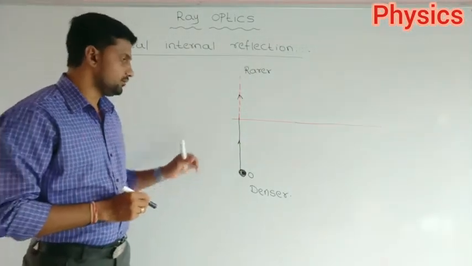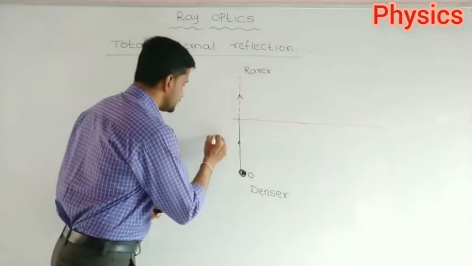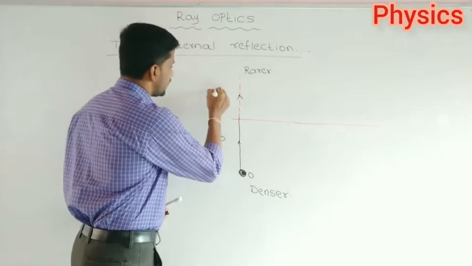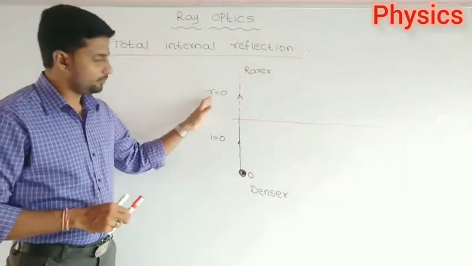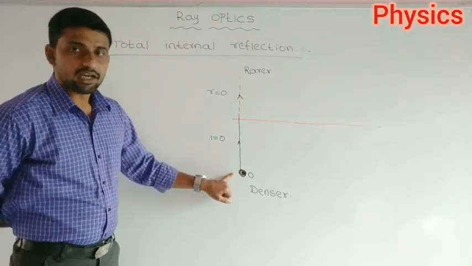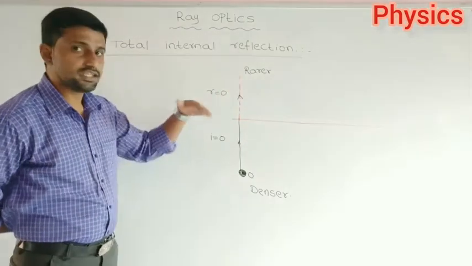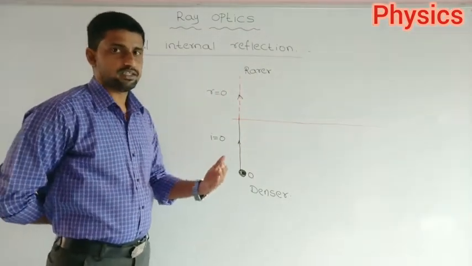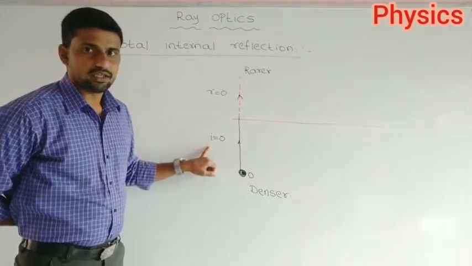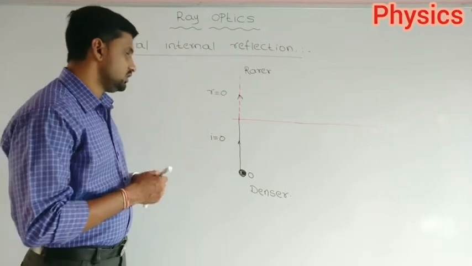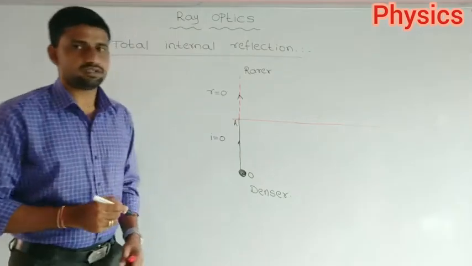But we know that if the angle of incidence i is equal to 0, then the angle of refraction is also 0. Why is the angle of refraction also 0 here? Because I am incident-ing the light ray normally to the surface, no bending of light takes place here, so the angle of refraction is 0. That is the first light ray, OA.